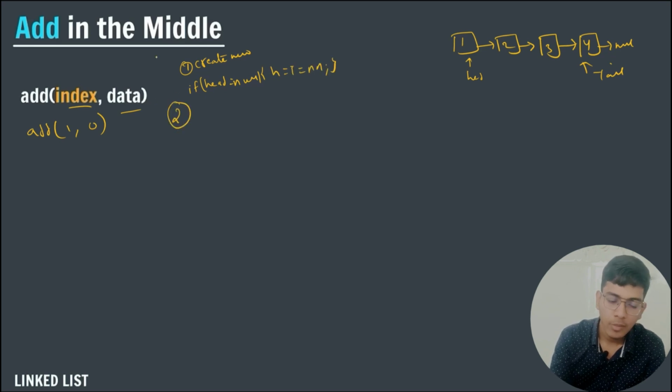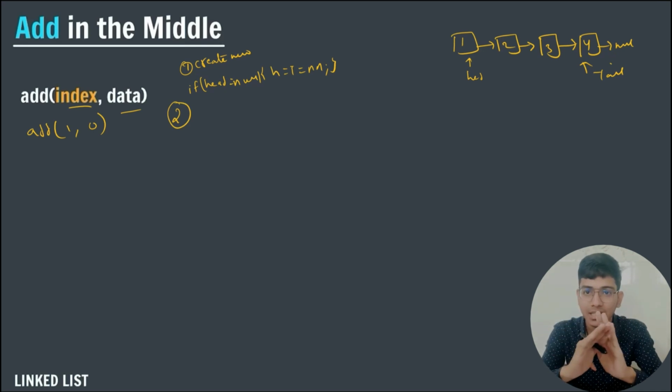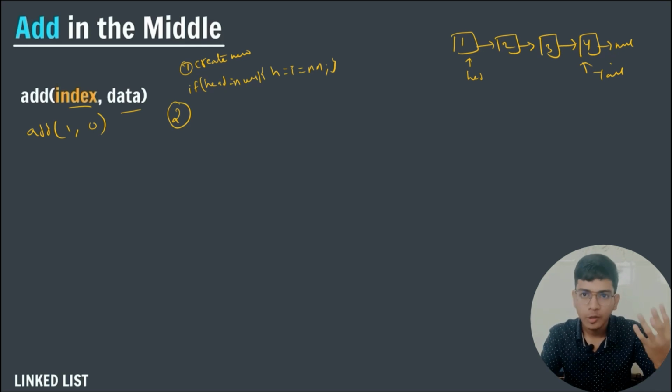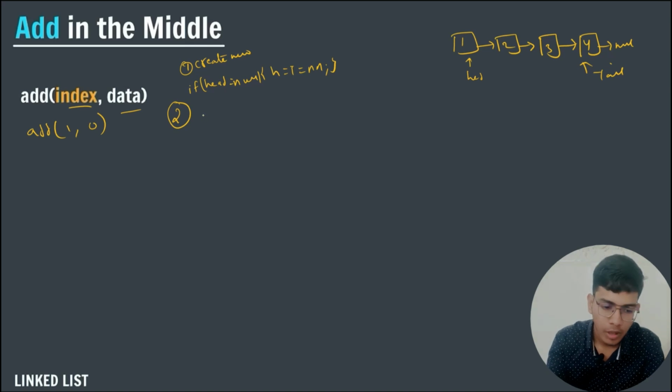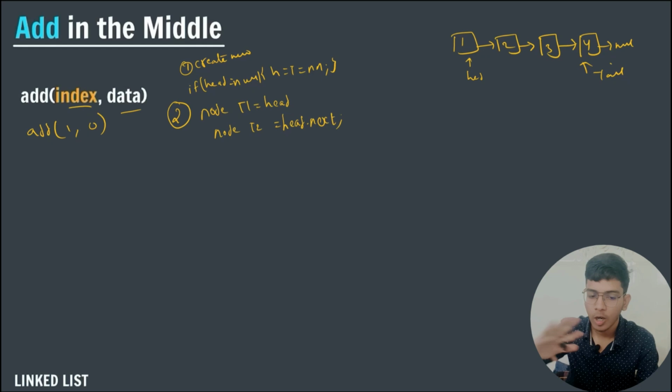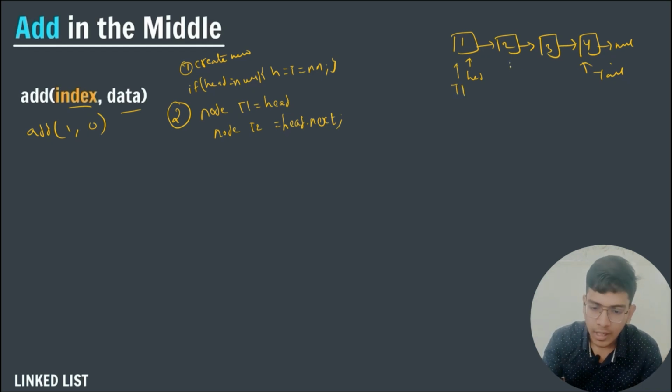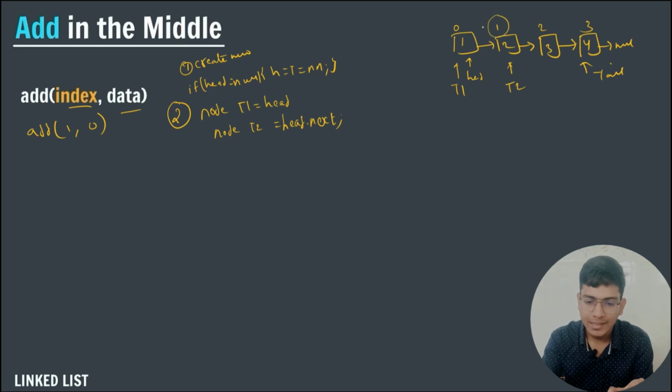And the second step will be, if the linked list is not null, then I am going to create two temporary variables, node t1 pointing to head. After that, node t2 is equal to head.next. You need to observe this very clearly, node t2 is head.next. So this is my t1 and this is my t2. The indexes are 0 1 2 3. So I need to add my element at the 0th index.